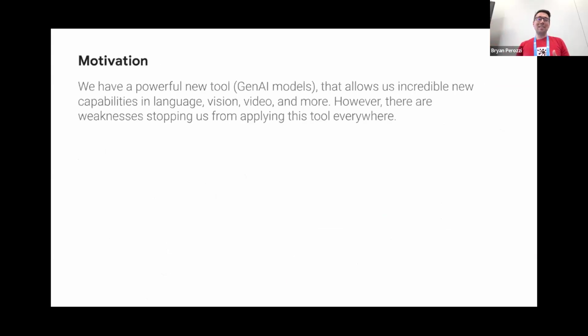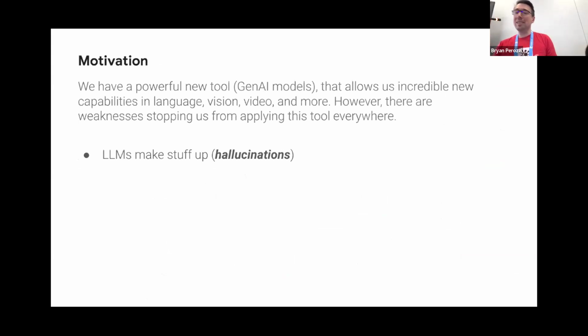So the motivation here, right? We have this powerful new tool, generative AI models. They allow us awesome new capabilities in many different modalities like language, vision, and video. But there are weaknesses that are stopping us from applying them everywhere. You have probably heard about this a lot. There's the hallucination problem, right? A model will confidently say something that's incorrect.